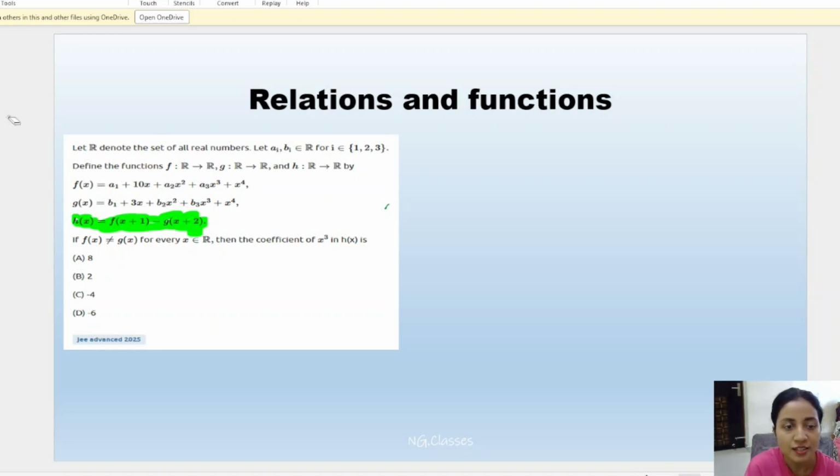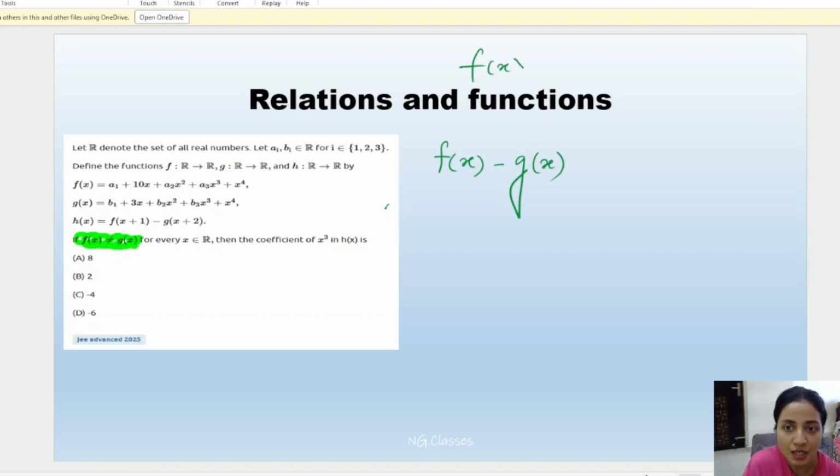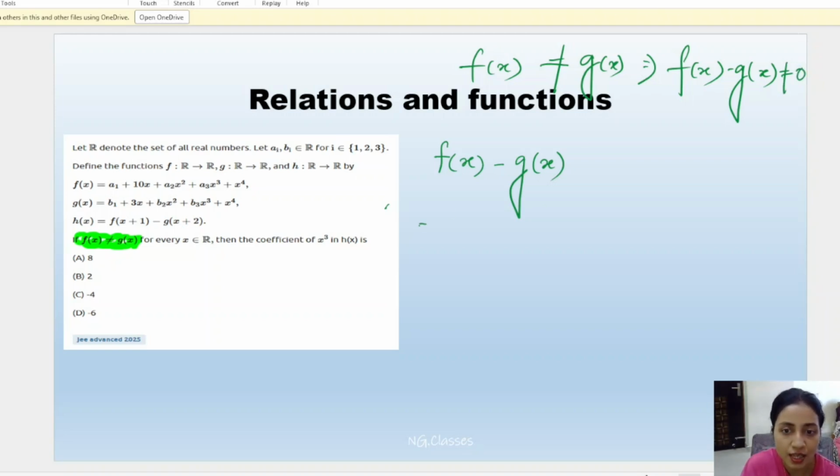One more condition is given over here which is really important, that is f(x) is not equal to g(x). So if f(x) is not equal to g(x), suppose we are trying to find at first f(x) minus g(x), keeping in mind that f(x) and g(x) are not the same. This is given over here, and from here we are concluding that f(x) minus g(x) should never be 0. Let's find f(x) minus g(x) at first.